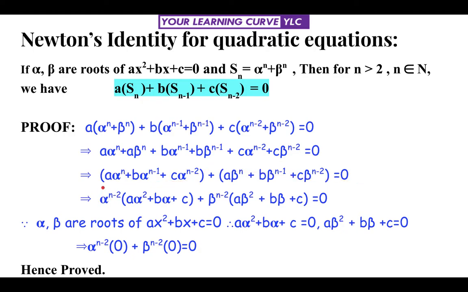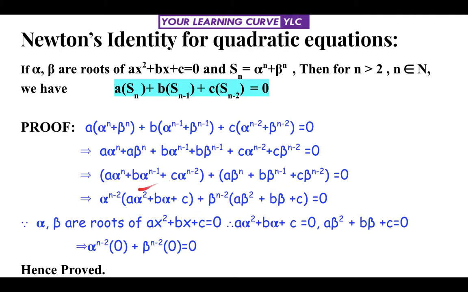Now what we do? We take out alpha to the power n minus 2 common from this one. We get alpha to the power n minus 2. If we are taking alpha to the power n minus 2 common from alpha to the power n, we will be left with alpha square. Here we will be left with alpha and here we will be left with 1. So, we get alpha to the power n minus 2 into a alpha square plus b alpha plus c plus beta to the power n minus 2 into a beta square plus b beta plus c.